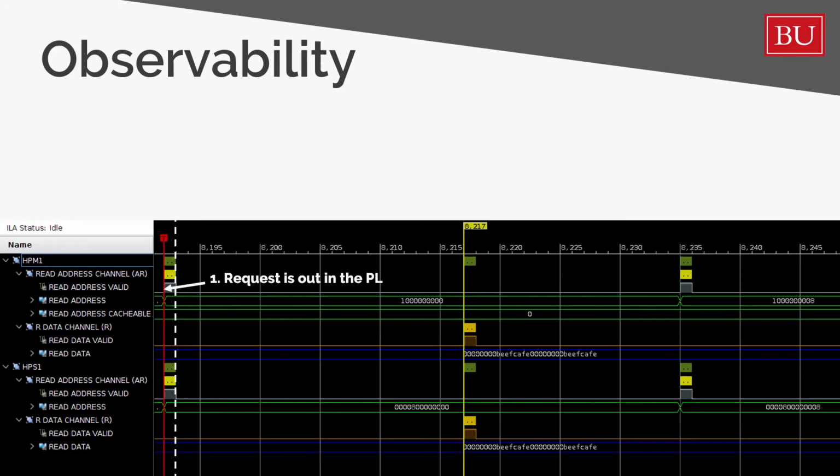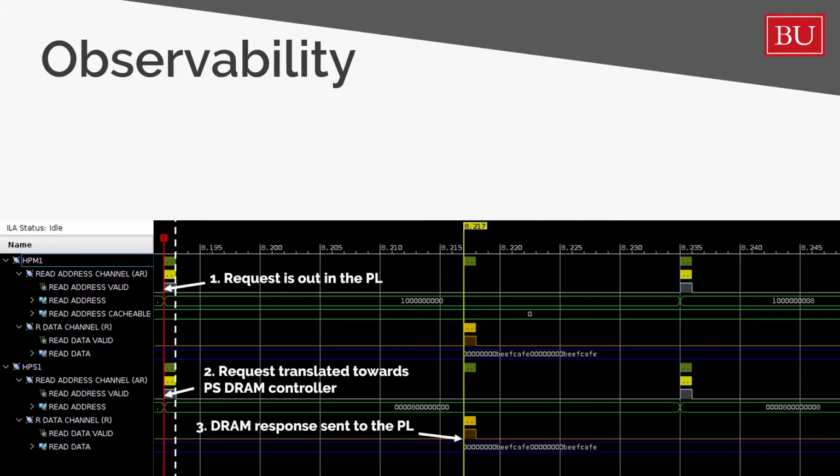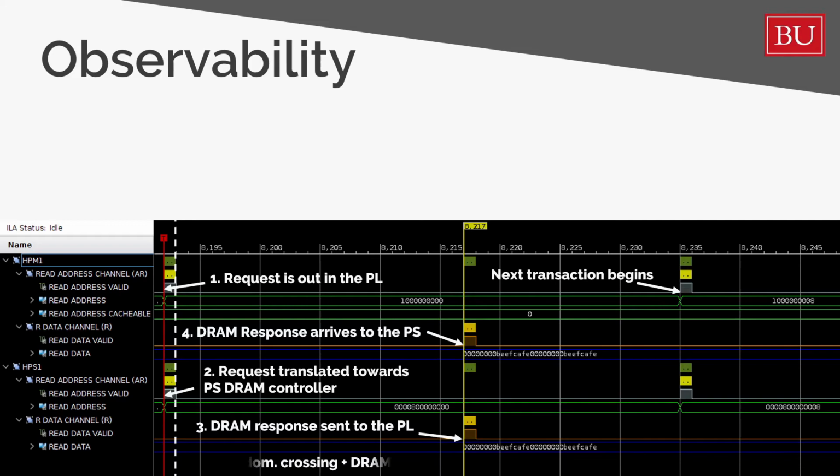So for example, here, we highlight the point in time where a request arrives on the PL from a CPU, and then that's the time where it's forwarded toward the PS DRAM controller, and then this point in time is when a response is received, and then this is forwarded to the PS, and then sort of when is the next transaction cycle starting from the CPU. And so here we can compute at a very fine grained level how much time passes between a transaction being sent and a response being received.